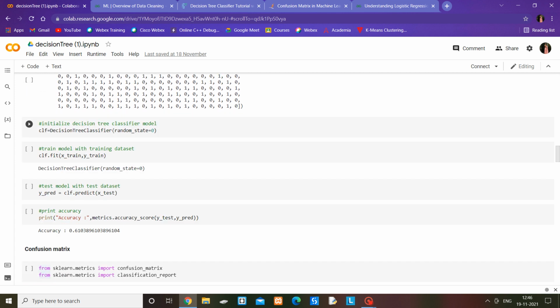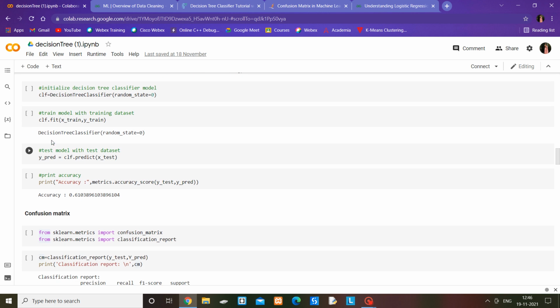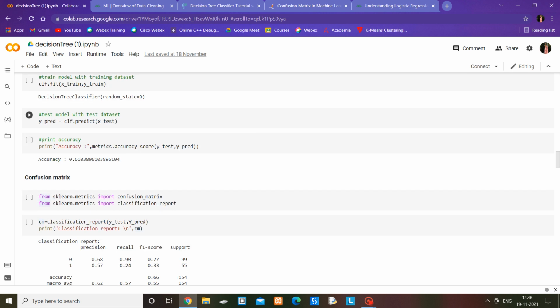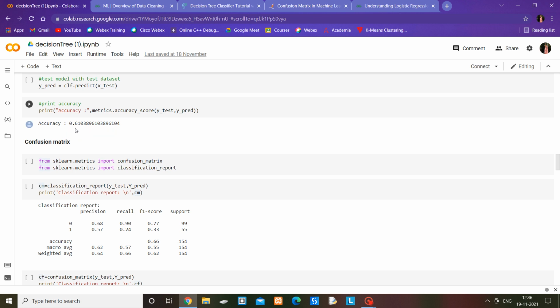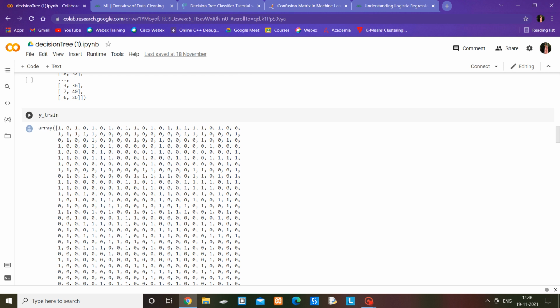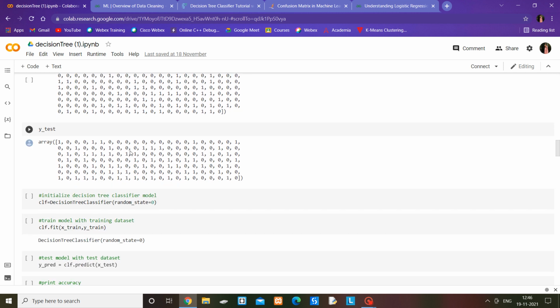To initialize the decision tree classifier model, we create the variable clf, DecisionTreeClassifier, with random state initialized to 0. Then we train the model with the training dataset using clf.fit. Then we test the model with the test dataset. Then we print the accuracy of the model using metrics.accuracy_score. The accuracy given here is 0.610. So this is the implementation and the output of the decision tree classifier.